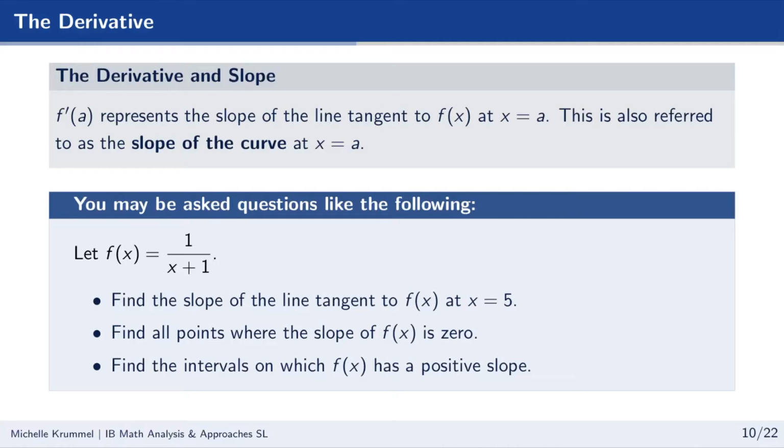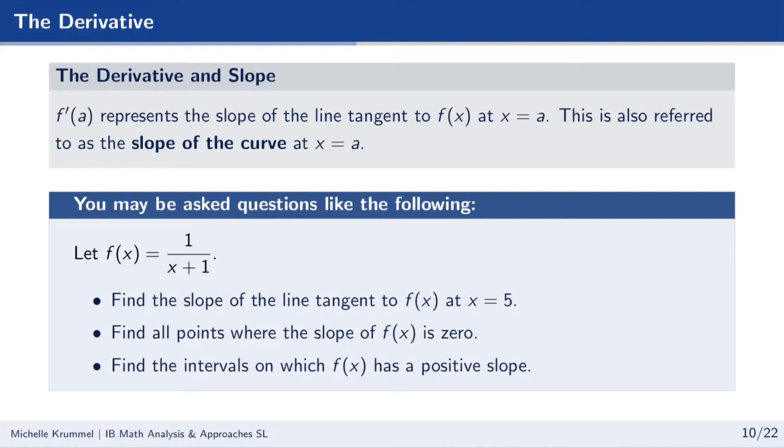And the big difference between finding the slope of a line and finding the slope of a curve is that on a line, the slope is constant. For a linear function, it has a constant rate of change. The slope is the same at every single point on the line. But on a curve, the slope is always changing. So you have to find the slope at a certain point because it might very well be different than the slope at another point on the curve.